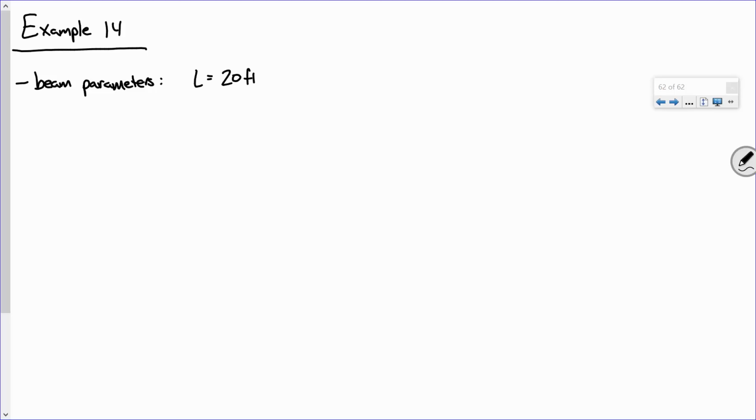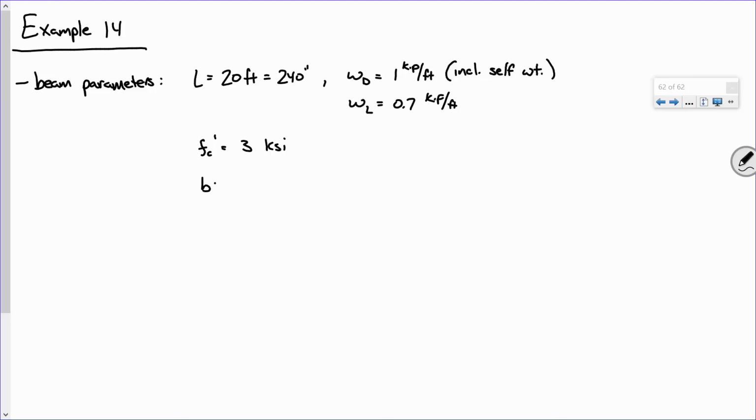240 inches, right? We'll say it's a dead load of 1 kip per foot, and this includes self-weight, and a live load of 0.7 kip per foot. All right, we have an FC prime, 3 KSI, what's D? D is what, 17 inches? And H is 20 inches. And now help me out, what's the area of steel? 3, because number 9 is 1 square inch.